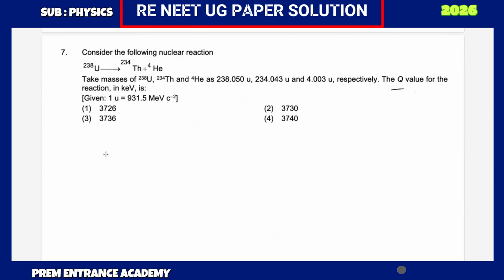So in this case, you have to find the delta M. Delta M means mass defect, and then you have to apply the formula E equal to delta m c square. That will give your energy. So the thing is, I will find the delta M. To find the delta M, first find the total mass of reactant.